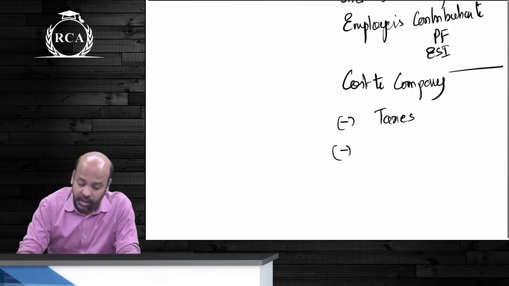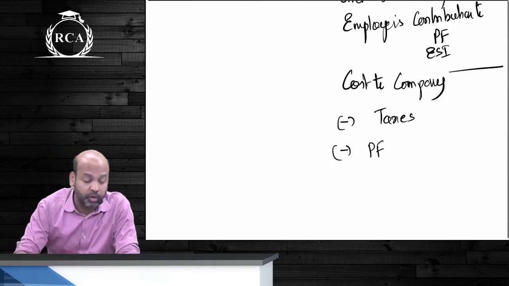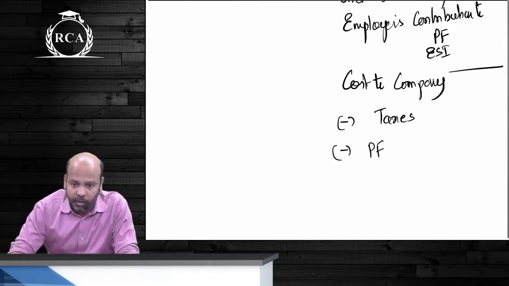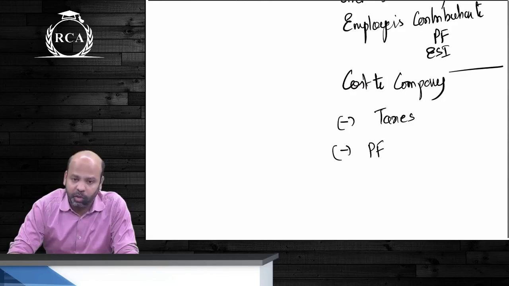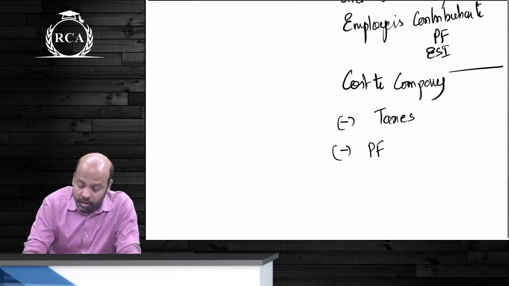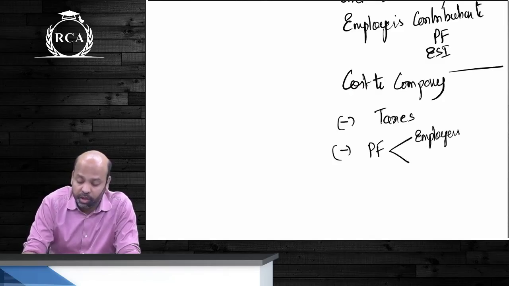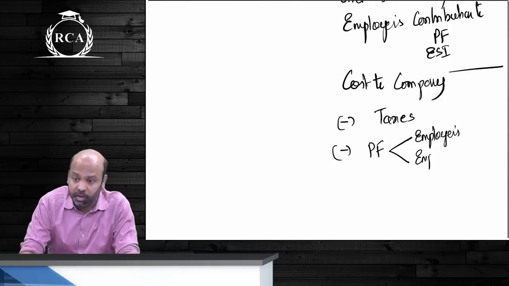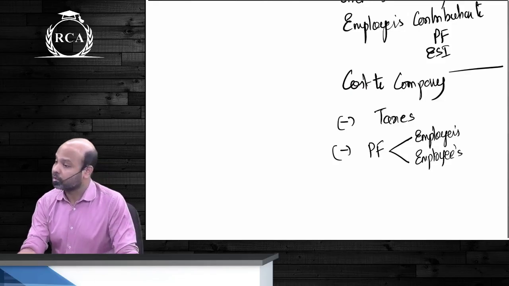Then they will deduct guys the amount that needs to be contributed to PF. Because this money cannot be handed over to the employee, this money will be directly deposited in the PF fund. When they deduct this, they will deduct both employers and employees' share. The total money that needs to be deposited guys in PF account will be deducted.